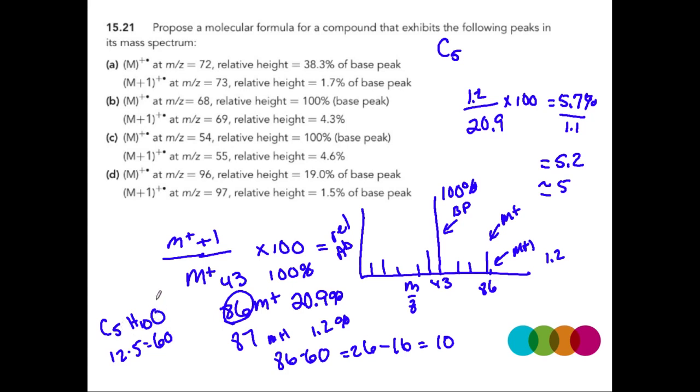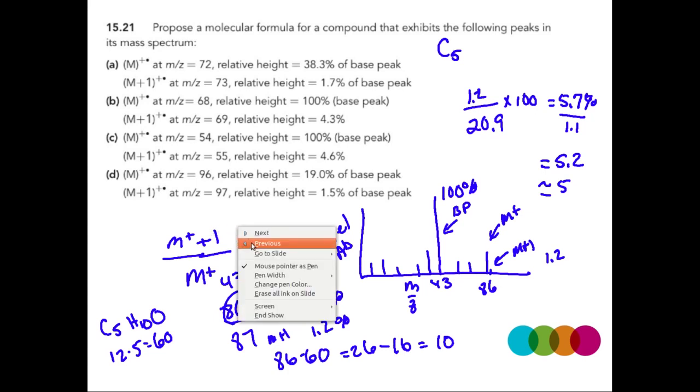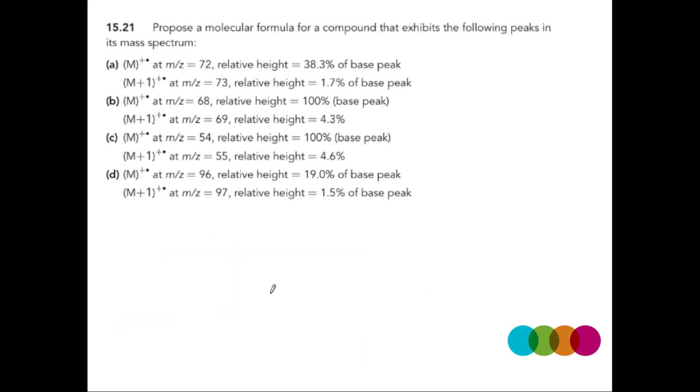Okay, so let's look at how to calculate the molecular formula for some of these other examples. Let's do, let me see, it's 15.21. Let's do A. Here I have, let me sketch a spectrum up here. I have relative abundance versus mass to charge ratio, okay? And here I have my molecular ion peak at 72. That's 38.3% of the height of the base peak.